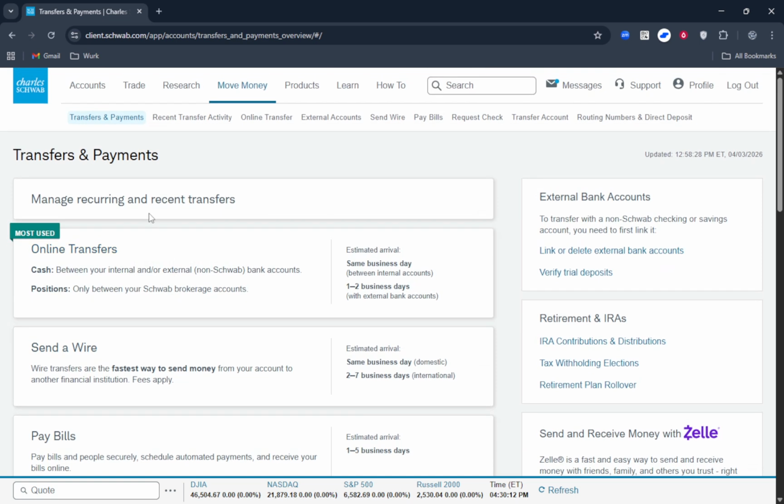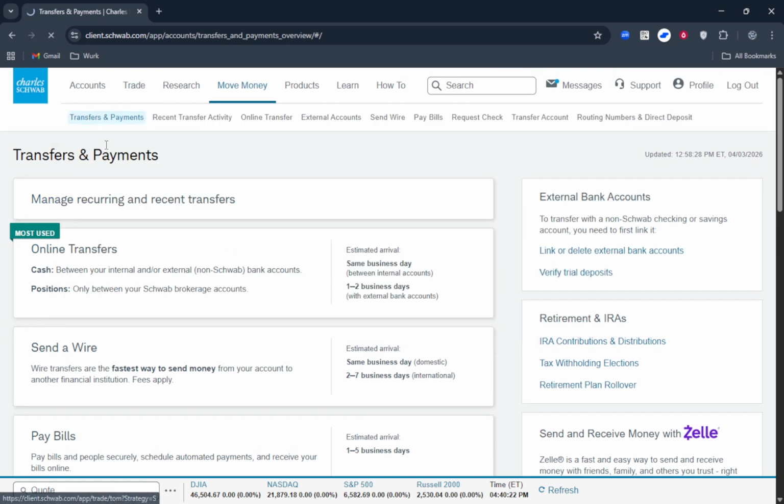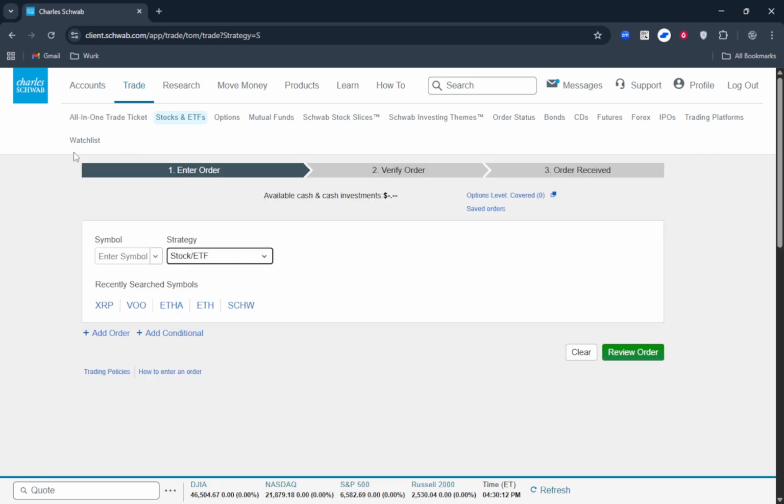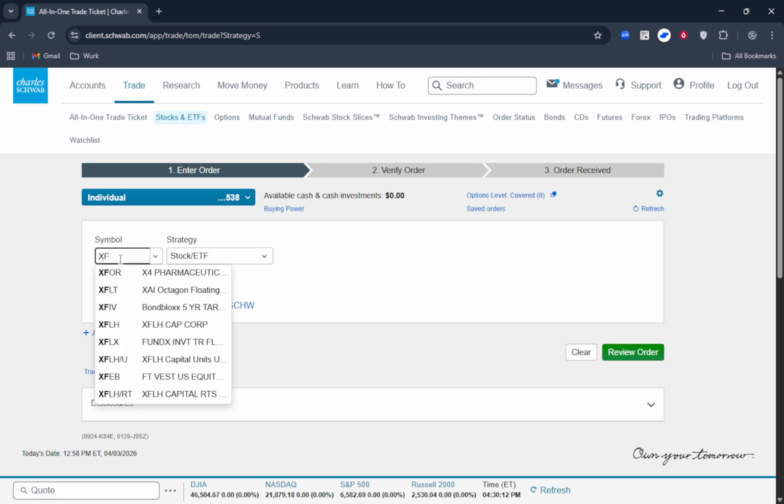When you're ready, open the trading screen by selecting Trade, then Stocks and ETFs. This brings up the order ticket. Search for the XRP ETF you want by entering the ticker. Type XRP for the most popular option with high liquidity, XRPZ for a lower expense ratio, GXRP for the Grayscale fund, or XRPC if you're after the largest fund by assets.